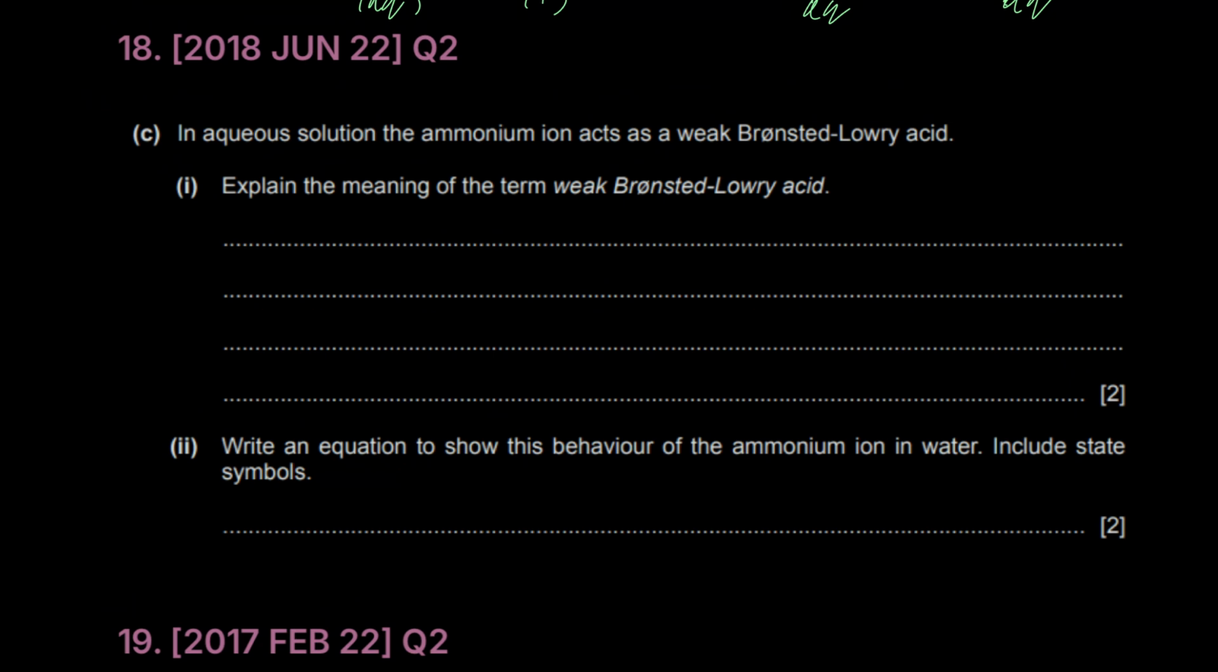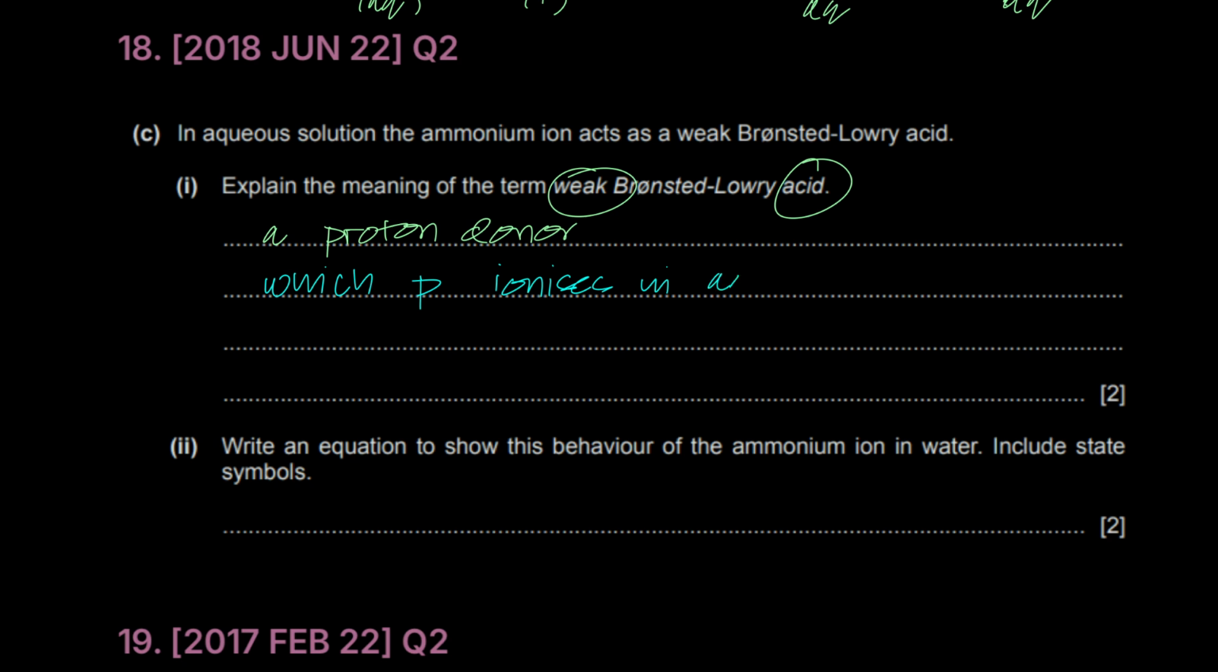Next, in an aqueous solution, explain the meaning of weak Bronsted-Lowry acid. Acid is what? A proton donor. And weak means what? Which partially ionizes in an aqueous solution.